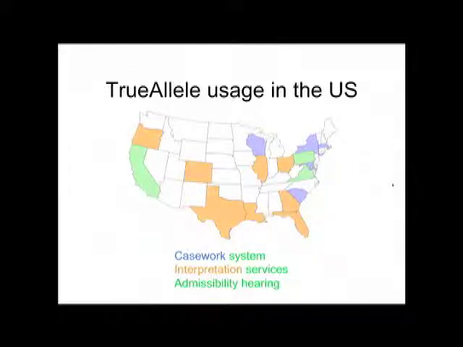Interpretation services, where the lab doesn't have a system, but we work directly for prosecutors or defense attorneys, have been used in states indicated in orange and in green, and in some of the blue states as well. And admissibility hearings have been held in California, Virginia, and Pennsylvania, where the evidence then went on to be used at the trial. Currently, in Pennsylvania, the state enjoys an appellate court precedent establishing TrueAllele as a reliable technology.